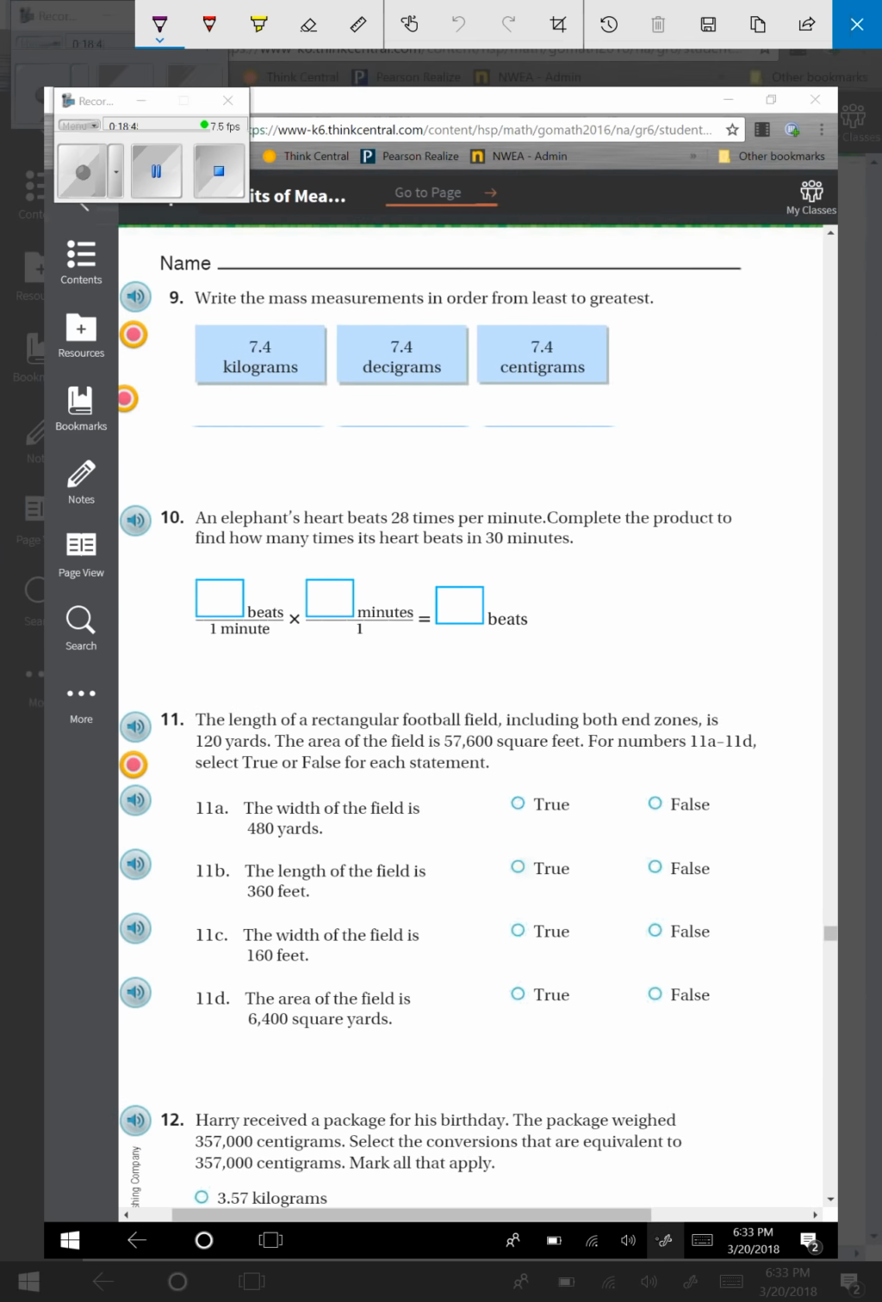Scratch that. Do all that work I did, but don't multiply it by 3, because that is in the form we want. So we ended up with 160 yards, which is not 480. That would be 480 feet. So the length of the field is 360 feet. We already found out that 120 times 3 was 360, so this one would be true. The width of the field is 160 feet.